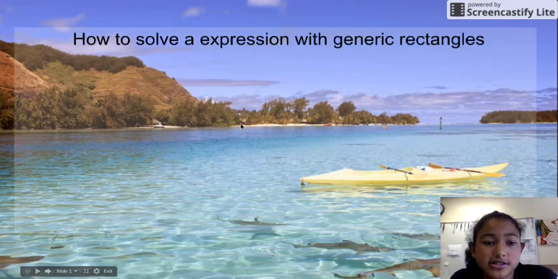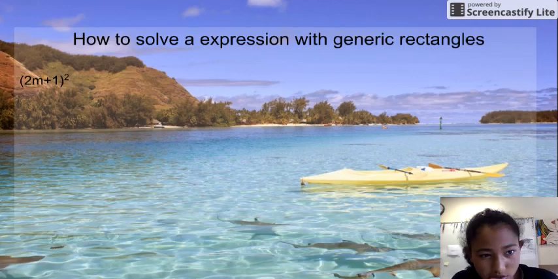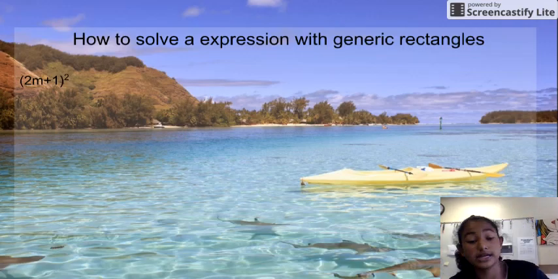Everybody, it's Zil. Today I'm going to show you how to solve an expression with generic rectangles. So the problem we'll be looking at today is (2m + 1) squared. So basically this problem is just (2m + 1) times (2m + 1).